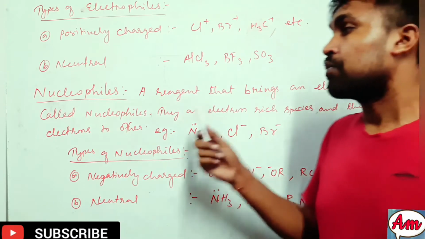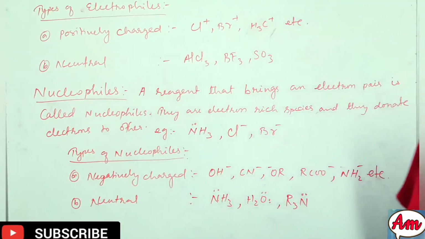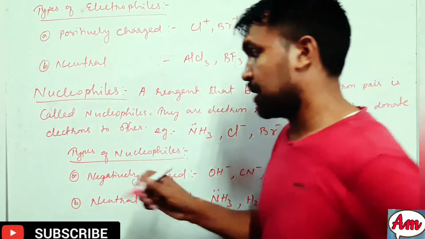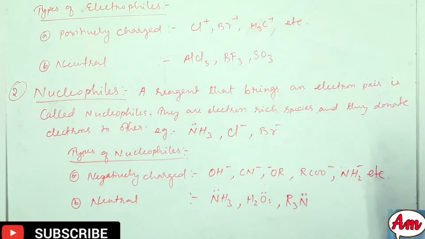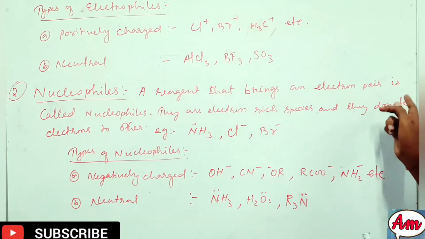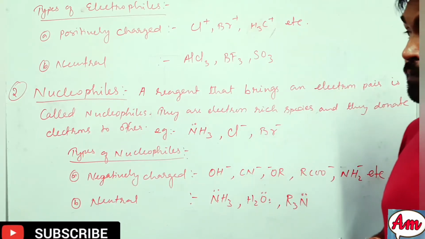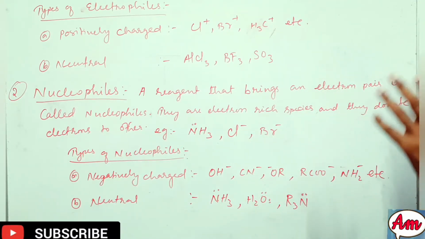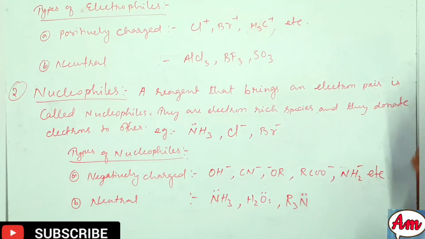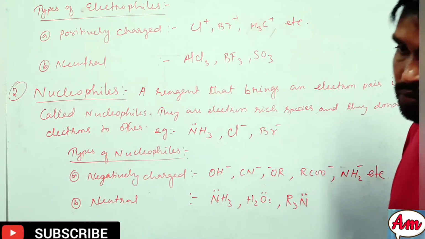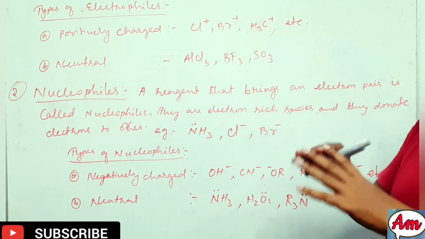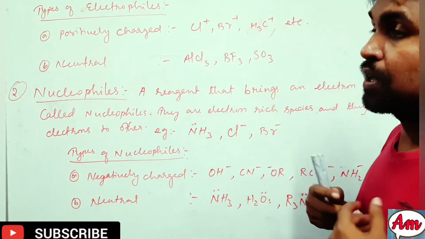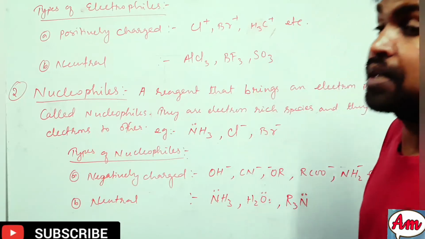Okay, now nucleophiles. The second type of attacking reagent is what? Nucleophiles. So nucleophiles are what? A reagent that brings an electron pair is called a nucleophile. Means those nucleophiles are electron rich. They donate the electrons to others. They have lots of electrons, they have an excess of electrons with them, so they are willing to donate. They are very generous persons.